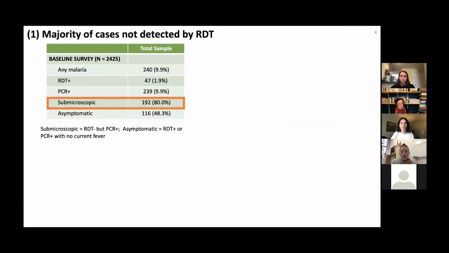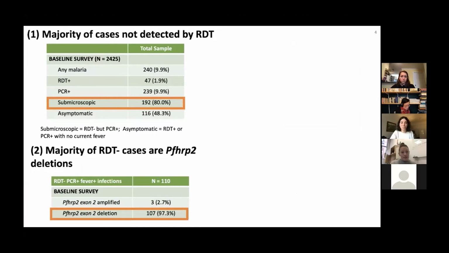So looking at our baseline survey data only from all arms, about 2,400 individuals, we found a Plasmodium infection rate of about 10% in this region. Of these 240 infections, 80% of them were submicroscopic. This means that they were not detected by RDT, they were only detected by PCR.